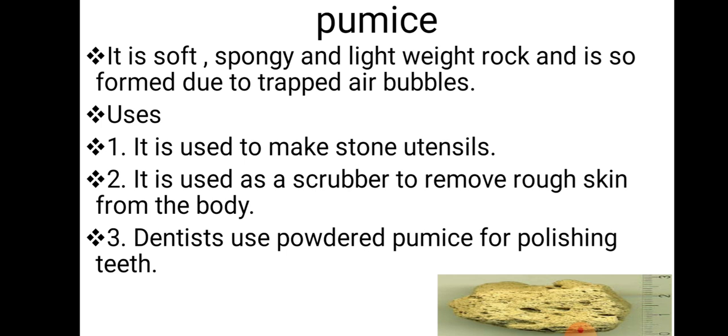Now pumice, the first type of igneous rock. It is a very soft, spongy and lightweight rock, and is so formed due to trapped air bubbles. There are air bubbles, many holes in it. What are the uses of it? It is used to make stone utensils. It is used as a scrubber to remove rough skin from your body. Many of you must be having it in your bathroom also. It's a stone which has various holes in it.